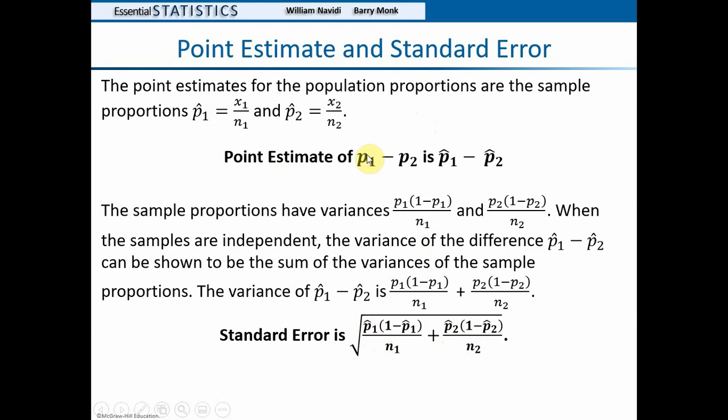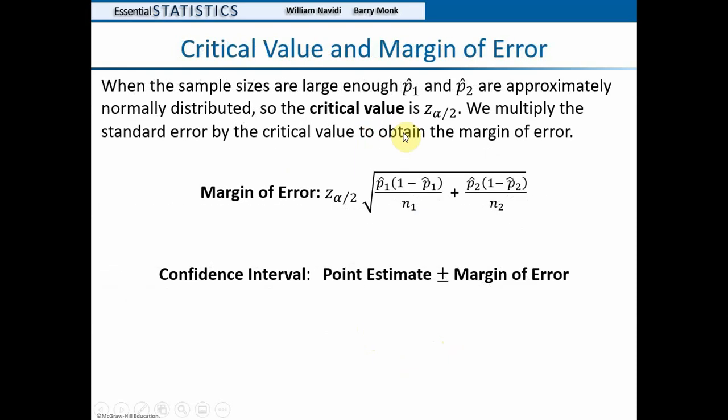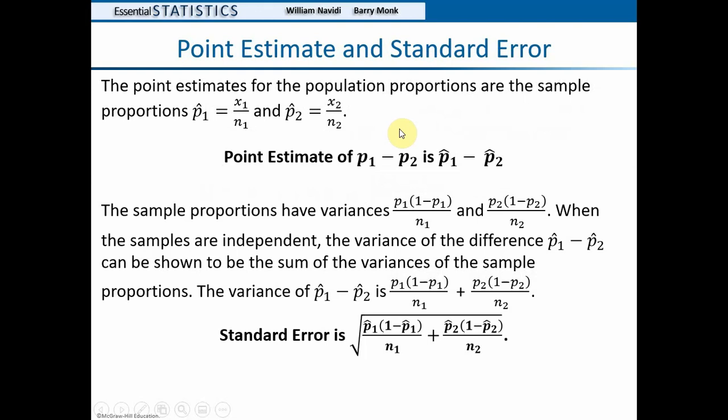When we're talking about confidence intervals, we always start with a point estimate in the middle, and then we have some margin of error on both sides. Here's what we're concerned about: we want some estimate of the difference between the two population proportions. Our point estimate is just from the samples we got, P1 hat minus P2 hat.